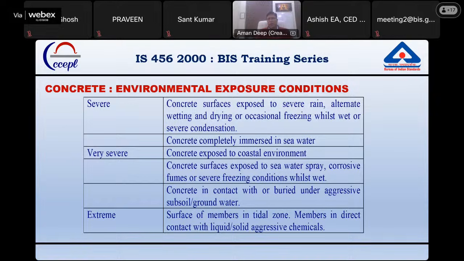If we have high chloride or sulfates in groundwater, or the soil itself is aggressive, then for the underground construction also, we can consider the exposure to be very severe, especially for concrete in contact with the groundwater or the soil. And there may be some conditions like tidal zone, members in direct contact with liquid solids, or aggressive chemicals. If this kind of situation is there, then we may have to have some special protections also, and the concrete will be classified as being in extreme environmental exposure condition.